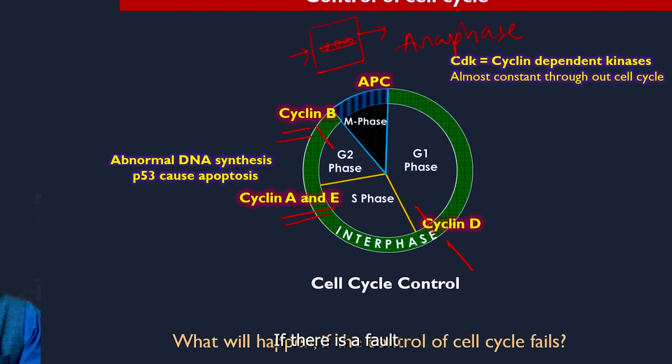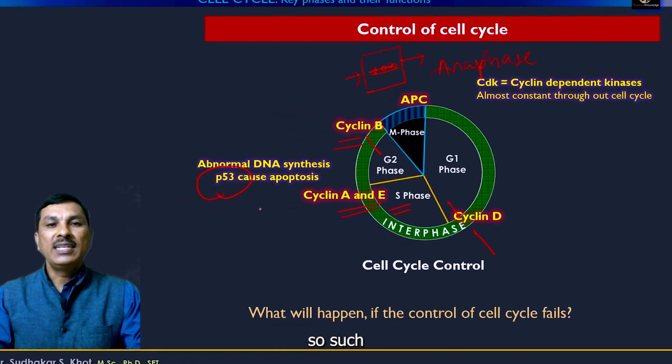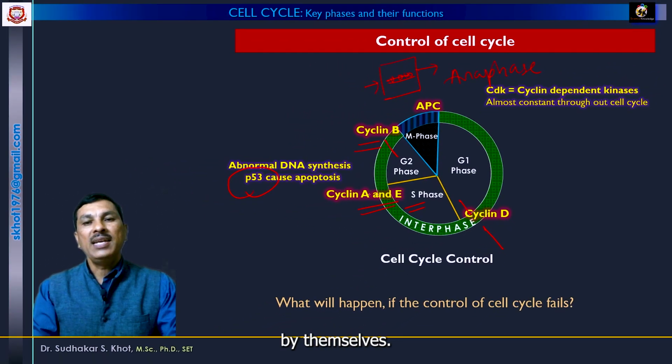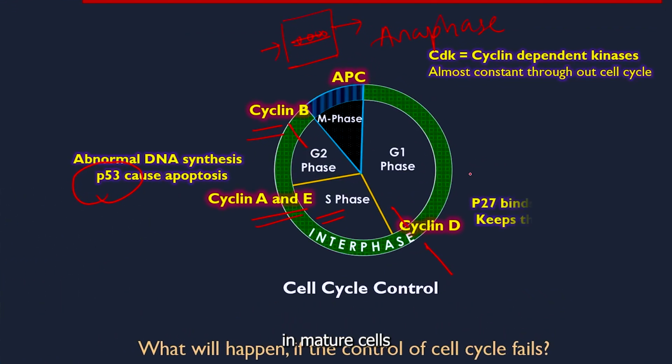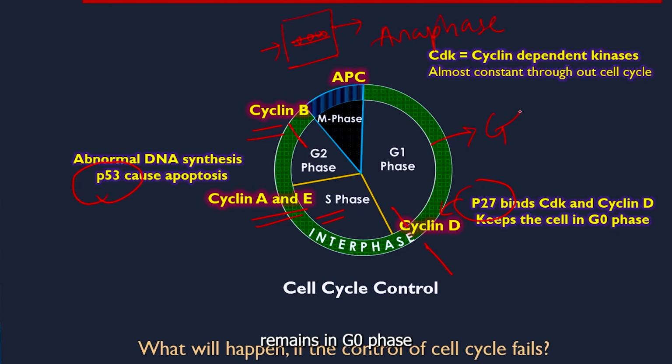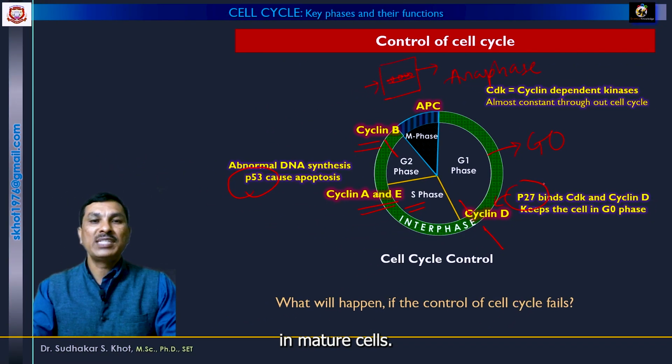If there is a fault in DNA replication or the DNA replication is abnormal, then a specific protein is synthesized which is called P53 protein. This protein triggers apoptosis of the cell. So such abnormal cells will be digested by themselves. Similarly, in mature cells, one specific protein called P27 is synthesized. This protein binds to cyclin D and in this way it inhibits the entry of G1 phase into S phase, and such cells permanently remain in G0 phase. This happens in mature cells.